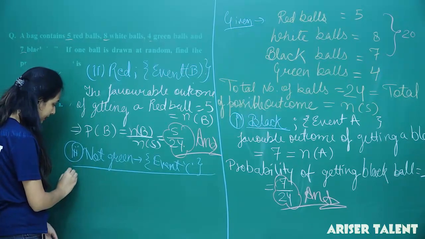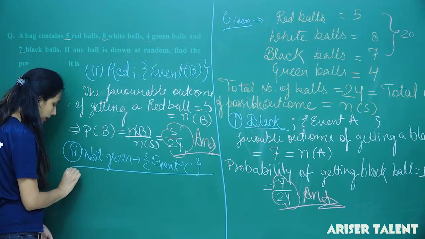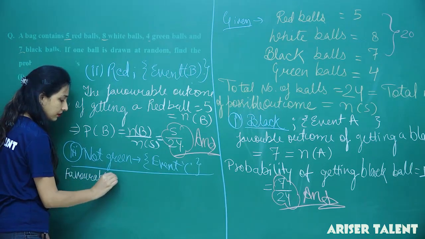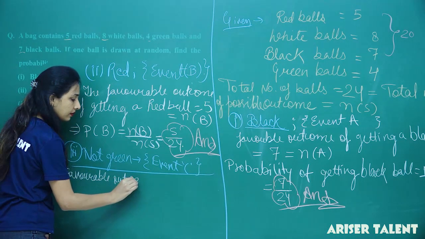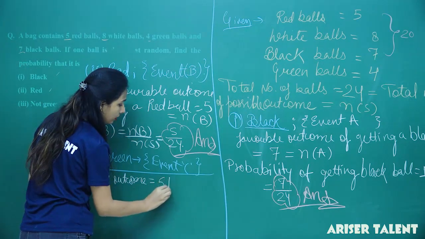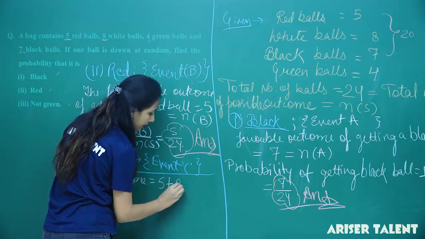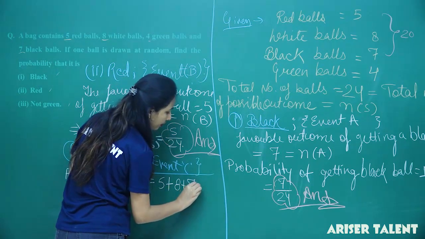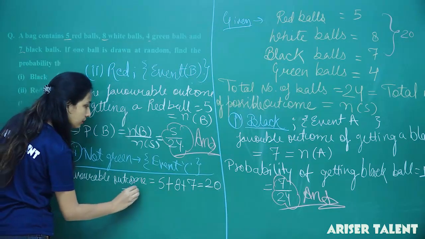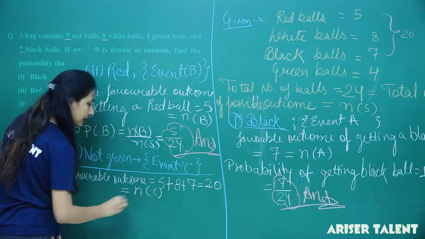Here I'll write favorable outcome. If it's not green, that can be 5 red balls, 8 white balls or 7 black balls, and that will give you 20, and that will be equal to NC.